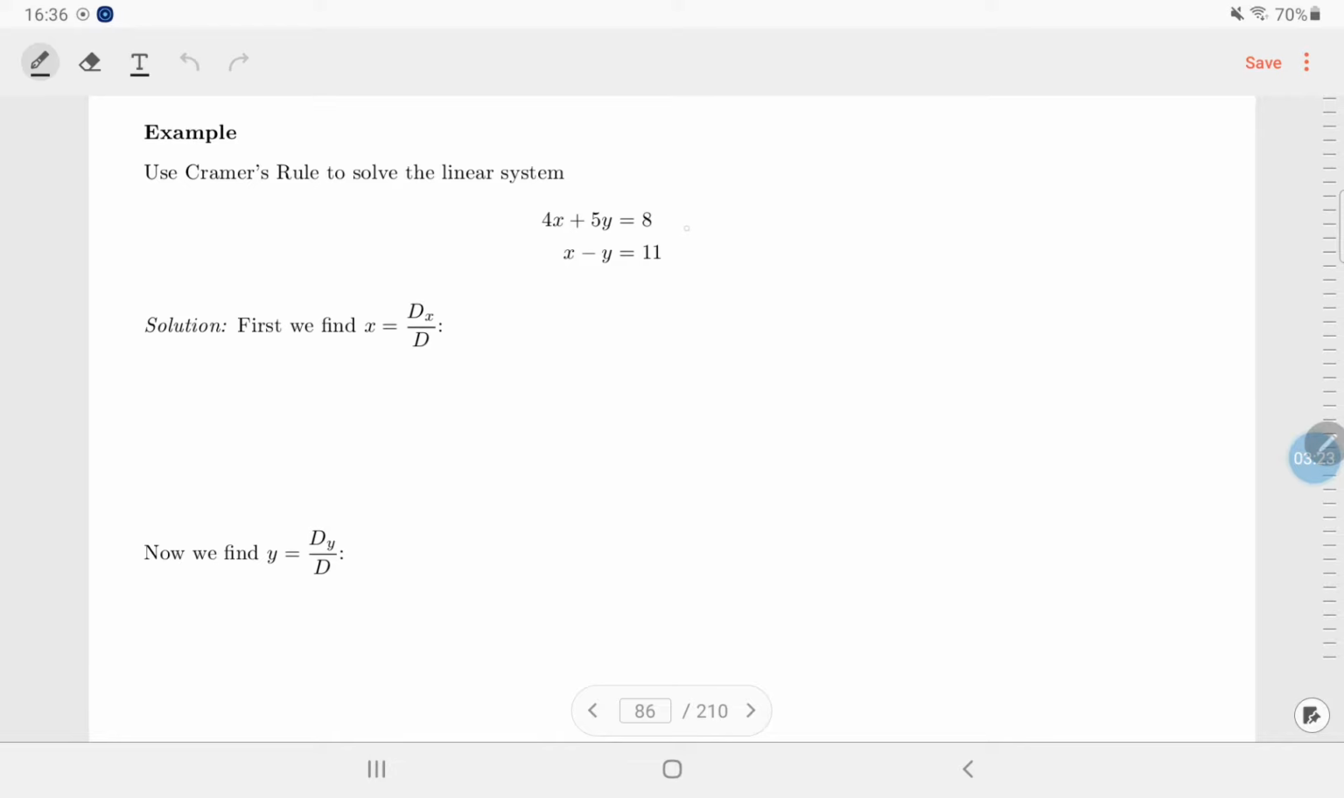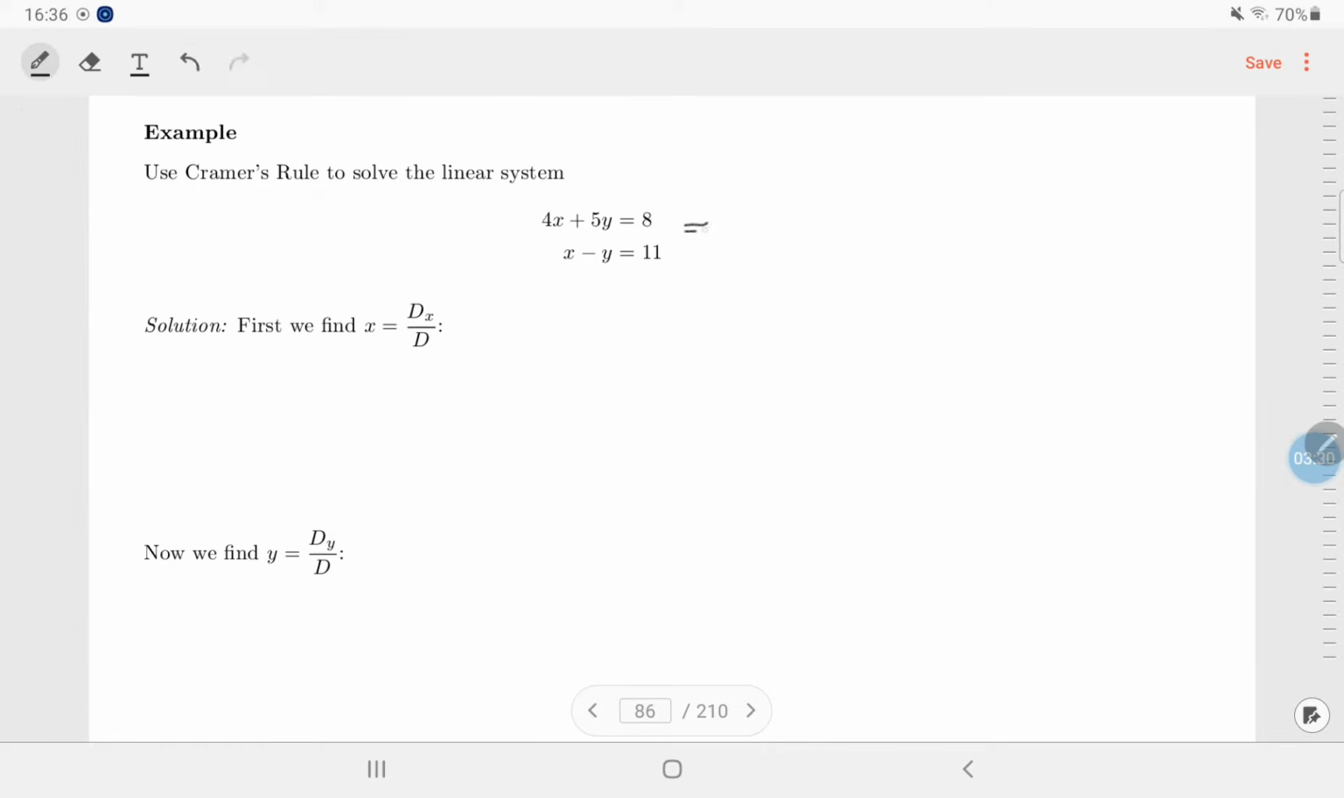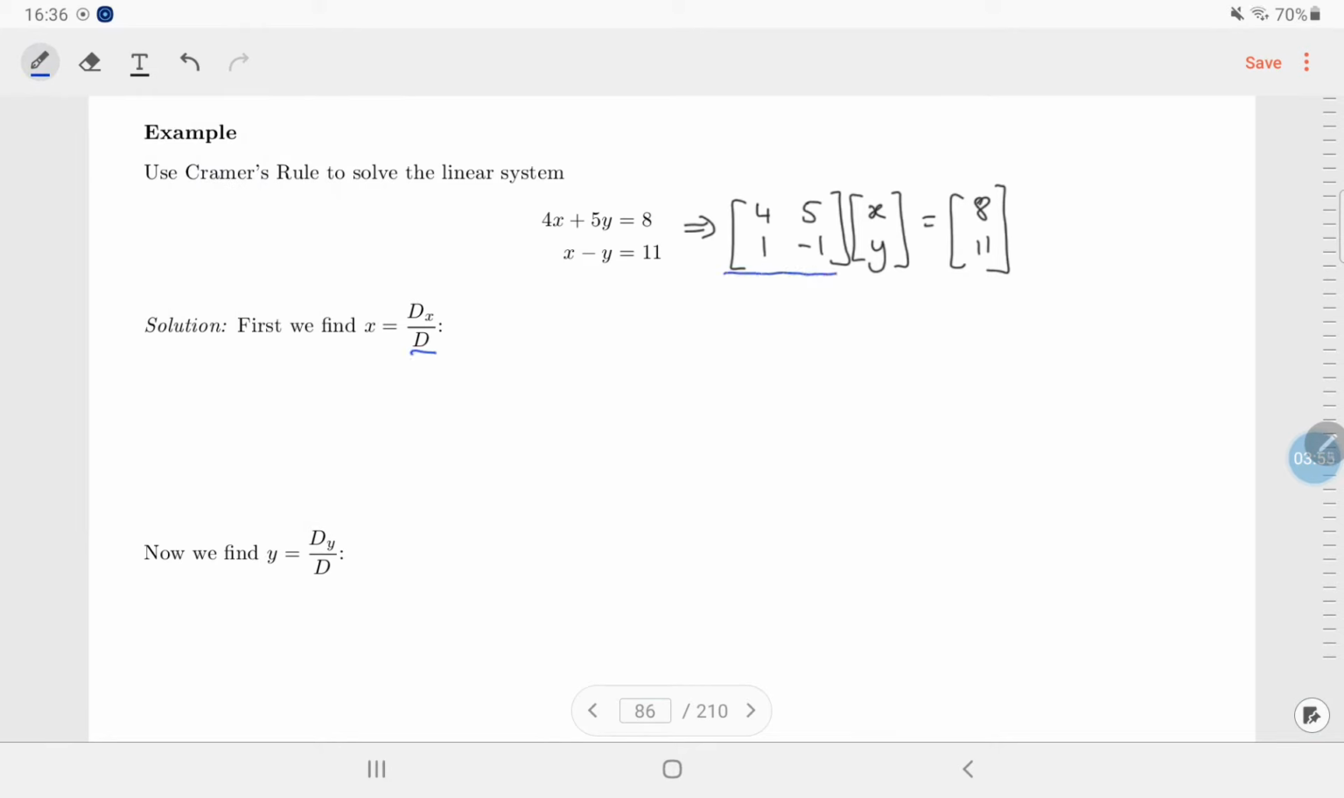First of all, let's write this as a linear system. This is the same thing as the matrix of coefficients: 4x, 5y, 1x, minus 1y. No significance, by the way, to square brackets versus round brackets. D here is the determinant of this: right down diagonals minus left down diagonals. Let's see about the Dx in a moment. So this is equal to D, the determinant of 4, 5, 1, minus 1.